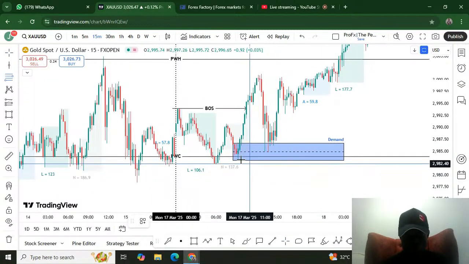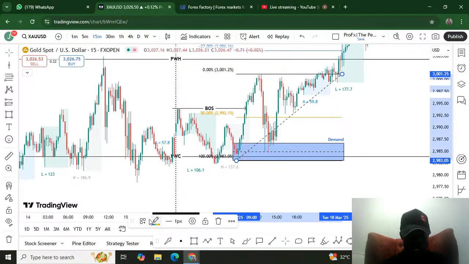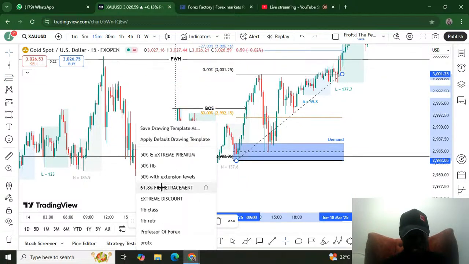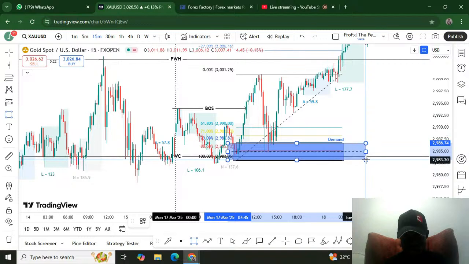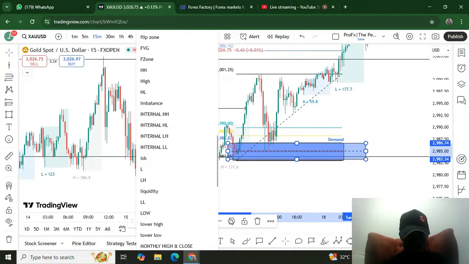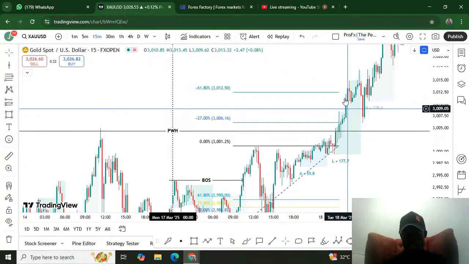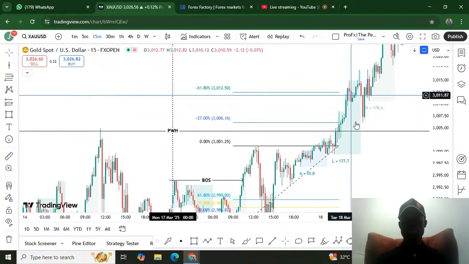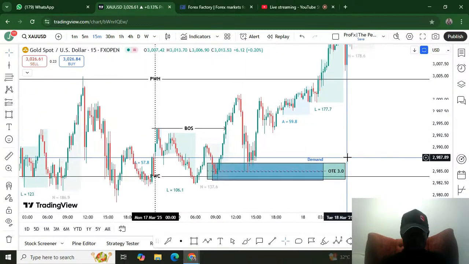This is your Fibonacci retracement. This is 30. This is 79 to 100%. It used the Fibonacci OTE. All right. And our extension is where? Yeah. So you see, good.